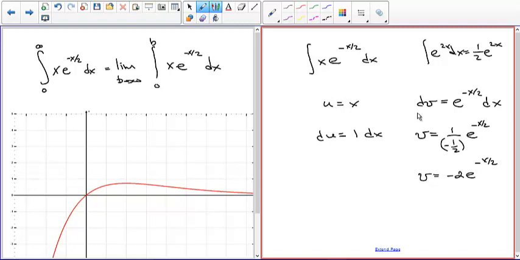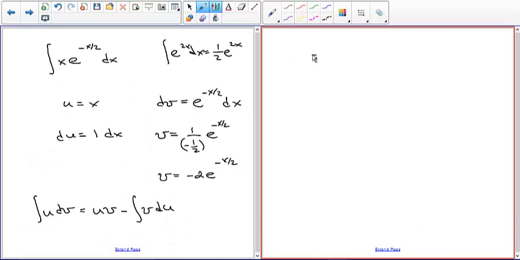So once you have u and v from the original equation, and you calculate du by taking the derivative here and the integral here, you write out integration by parts. It says the integral of u dv, that's my original integral, is uv minus the integral of v du. So you just plug the things in there. So u is x, v is negative 2 e to the minus x over 2.